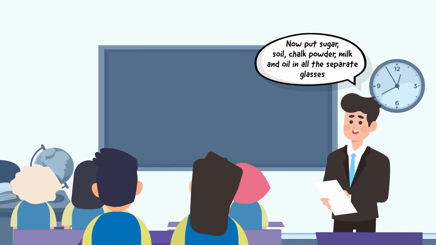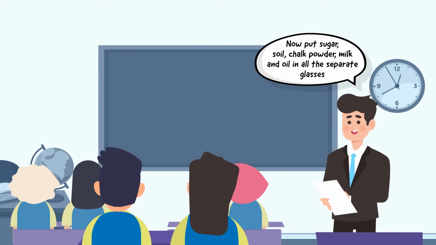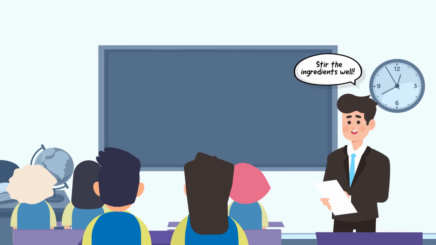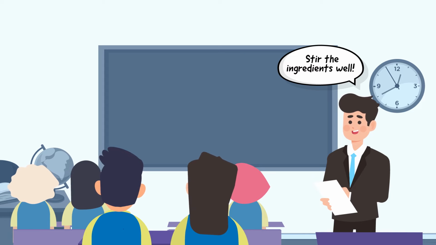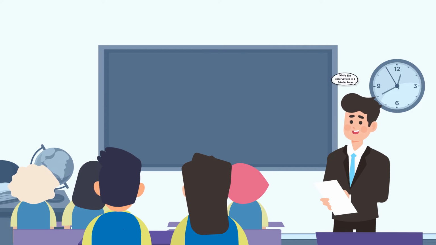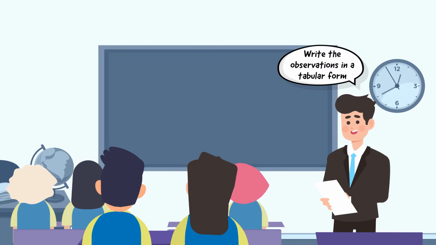Tell them to put sugar, soil, chalk powder, milk and oil in all the separate glasses. Then ask them to stir the ingredients put in the water. Further, ask them to write the observations in a tabular form.